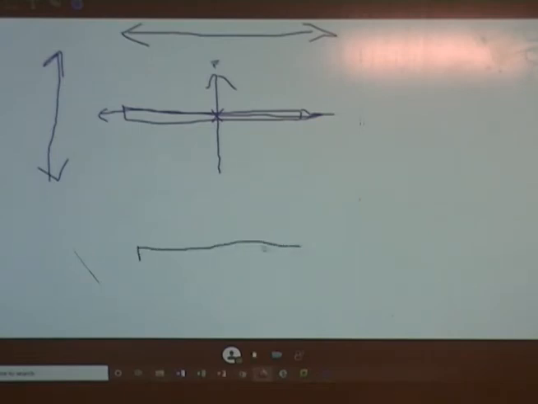Draw another very bad pencil. Ooh, this one's got a bit of a wiggle in it. Ignore the wiggle because that would change things.